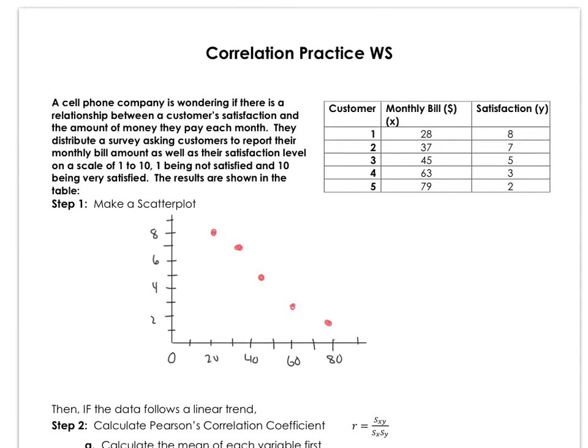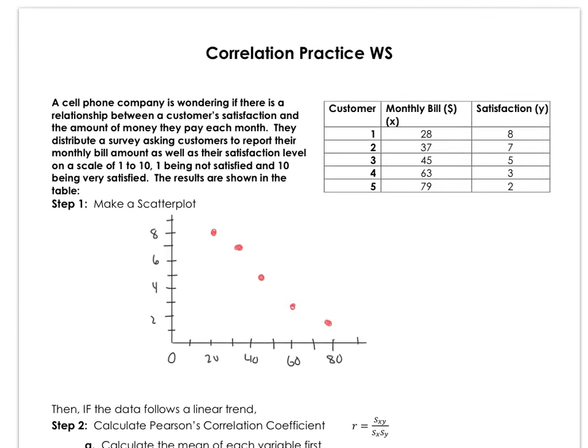Hello everyone, this is Mr. Anderson. We're going to spend a little bit of time right now going over how to run regression analysis based on two sets of numerical data. We have data from a cell phone company. X describes the monthly bill of the customer, and Y describes the level of satisfaction that customer experiences.